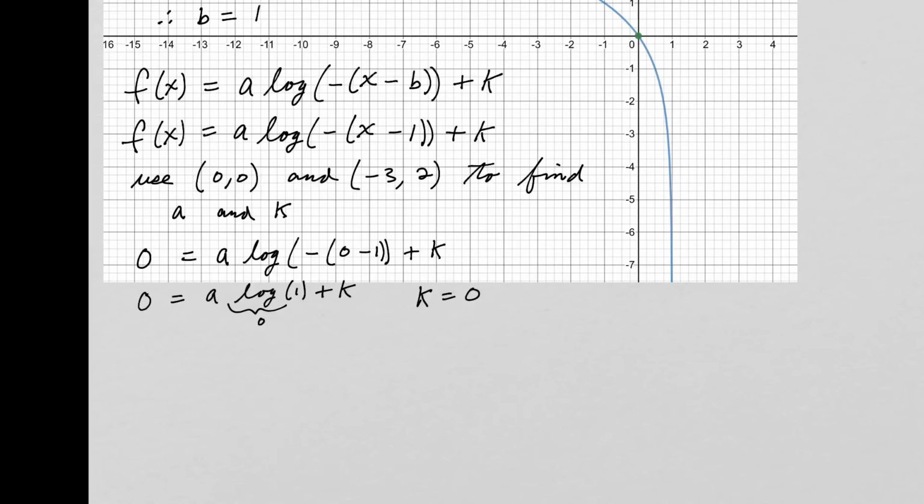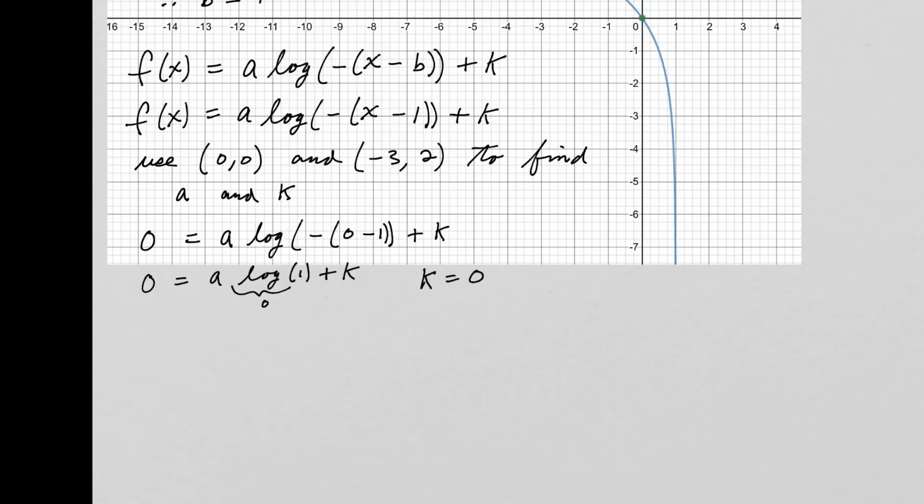k is 0. Now I'm going to use the other point to find a. So I'm going to plug in 2 for y. And then I want a times log of negative (negative 3 minus 1), and then plus k, but k is 0, right? So that's all I have right there. So 2 is equal to a times log. Well, negative 3 minus 1 is negative 4, and then I have a negative out front, so that's going to be a positive 4.